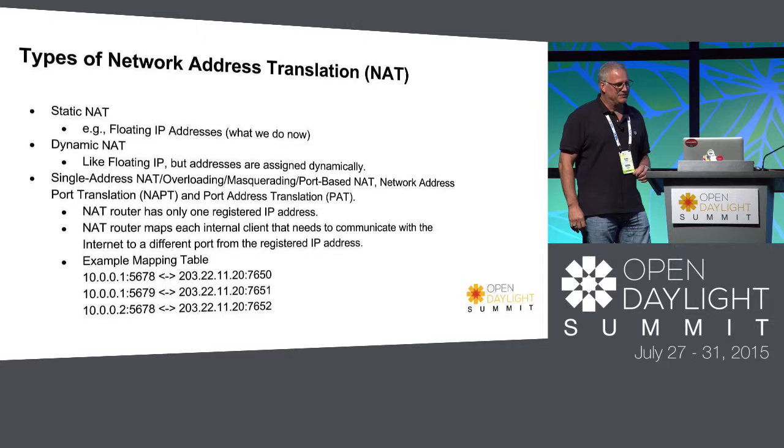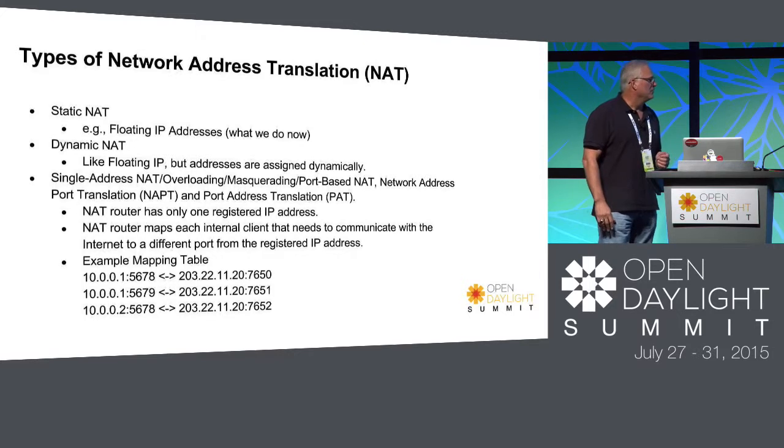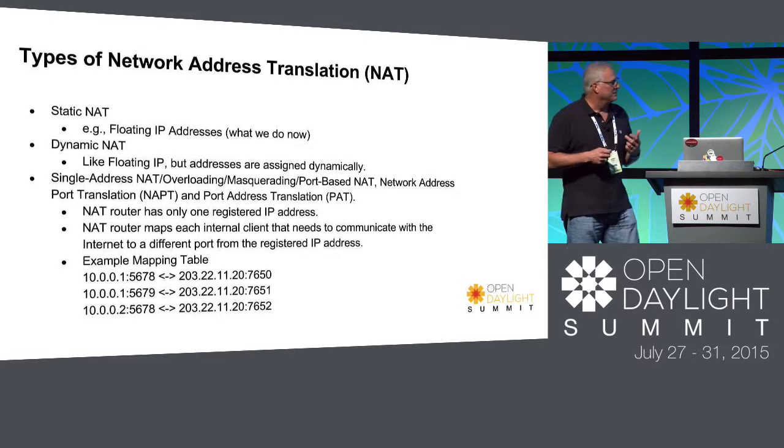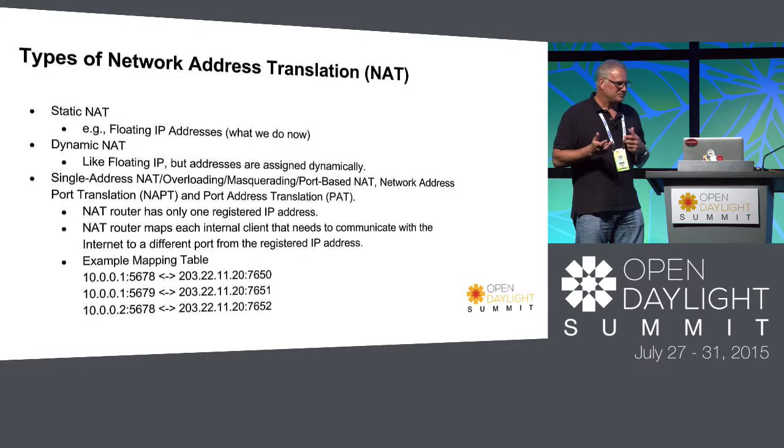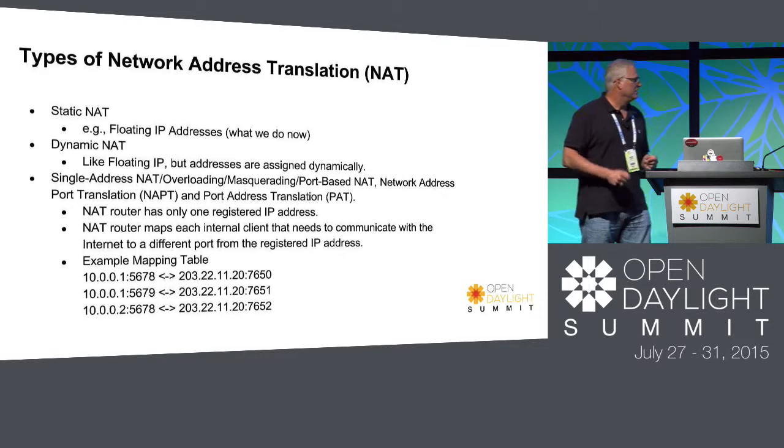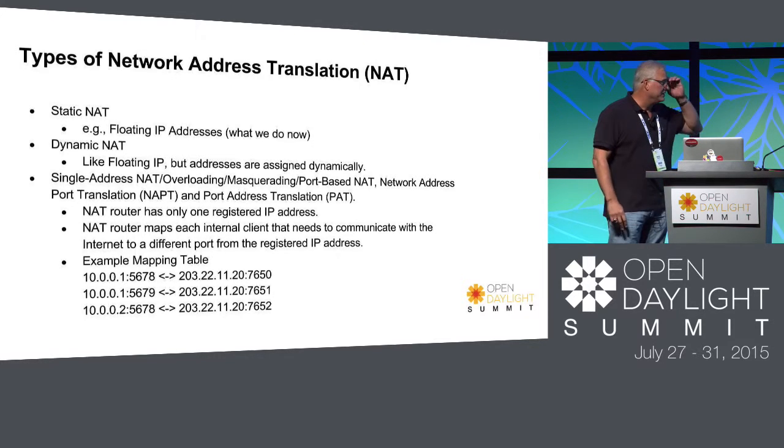Basically, the external router has only one or maybe a small set of external IP addresses. The router then dynamically maps the internal clients to the external addresses using the TCP and UDP ports, so they're layer 4 ports. I have an example there of a table, where perhaps you have a packet coming from 10.0.0.1, port 5678.